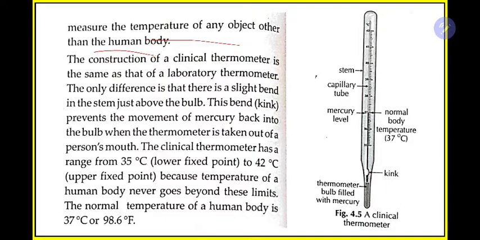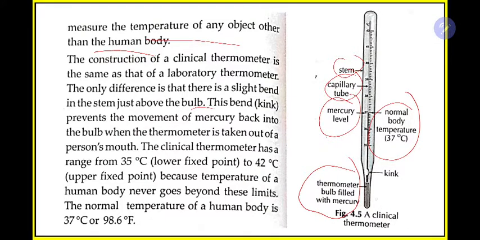The overall construction of this clinical thermometer is exactly the same. For example, stem, capillary tube, mercury level, normal body temperature 37 degrees centigrade, thermometer bulb filled with mercury. Everything is the same as it is with your normal laboratory thermometer. The only difference is that there is a slight bend in the stem just above the bulb. So above the bulb there will be a slight bend.